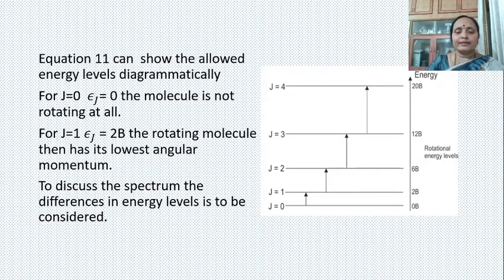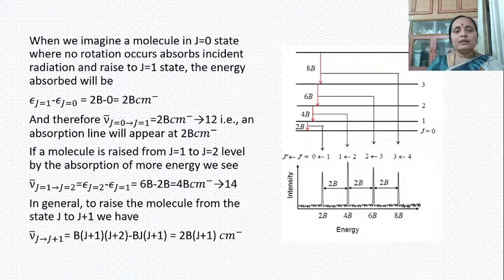Now to discuss the spectrum, I am interested in the difference in energy levels. Imagine a molecule in the j equal to 0 state, where no rotation occurs. It absorbs incident light and rises from j equal to 0 to j equal to 1. So it has to absorb an amount of 2B energy. If it jumps from j equal to 1 to j equal to 0, this amount of energy is released.